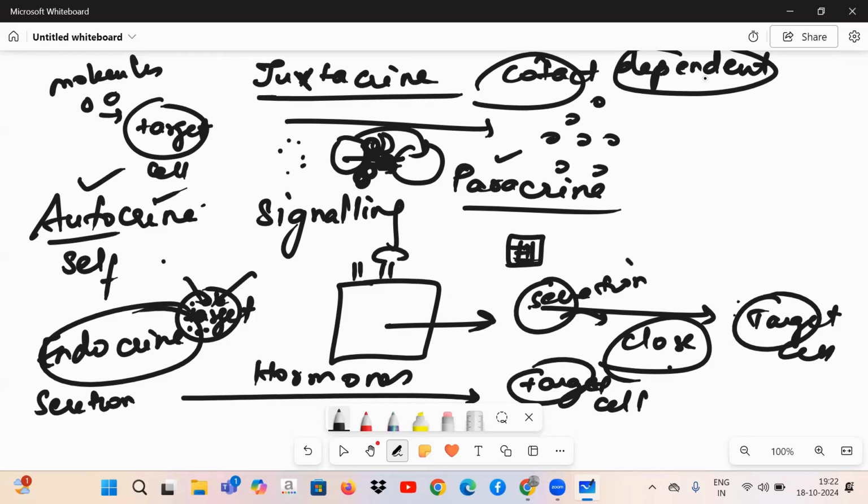Okay. So try to remember autocrine, paracrine, endocrine, and juxtacrine. These are the different kinds of signaling methods based upon where they are secreted and where they travel to act. Is it fine? All right.